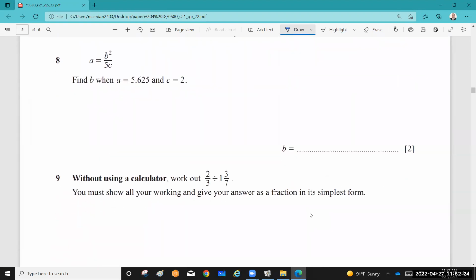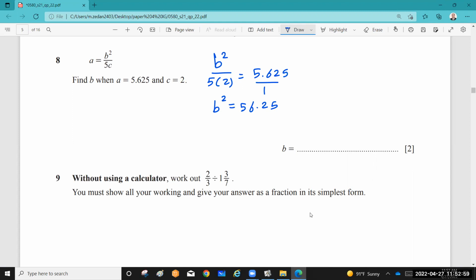Question number 8: a equals b squared over 5c. Find b when a equals 5.625 and c equals 2. So start with the side including b: b squared over 5 times c, where c is 2, is equal to a, which is 5.625. Across multiplication now, you will get b squared is equal to 10 times this, which will be 56.25.